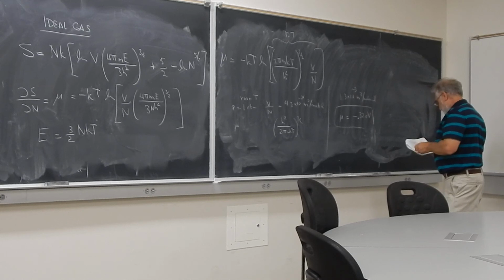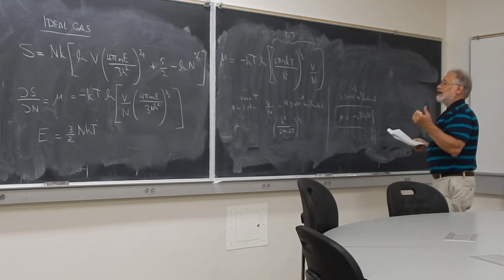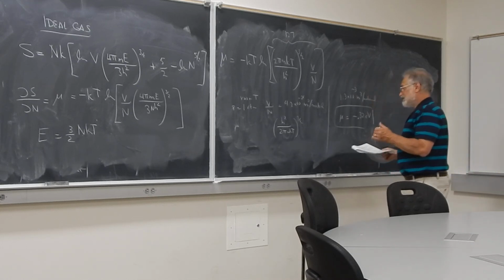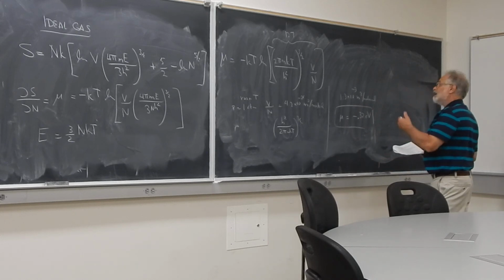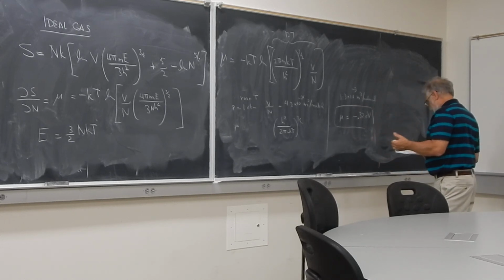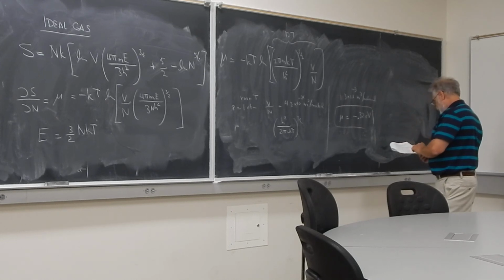So this is kind of interesting. If the number per volume increases while the temperature is constant, chemical potential becomes less negative, so the gas is more willing to give up particles to a nearby system.